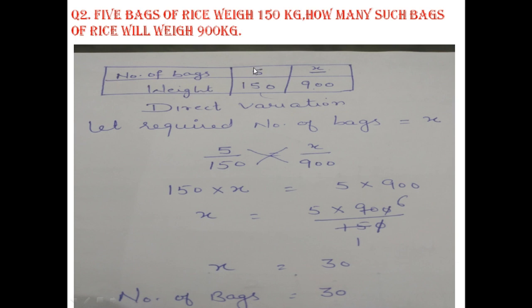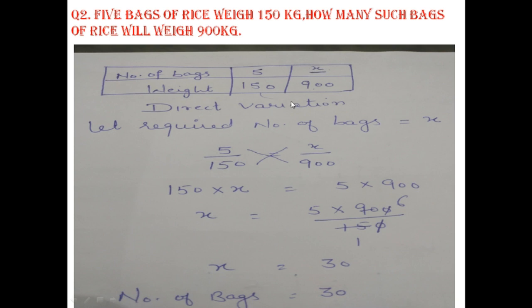When I was having 5 bags, the weight was 150. You can read this statement again. 5 bags of rice weigh 150. How many such bags? It means we don't know how many bags have the weight 900 kg. We know the weight, so we will write weight in front of weight. You will not write 900 here because these are number of bags. So write here 900 and let the number of bags be equal to x.